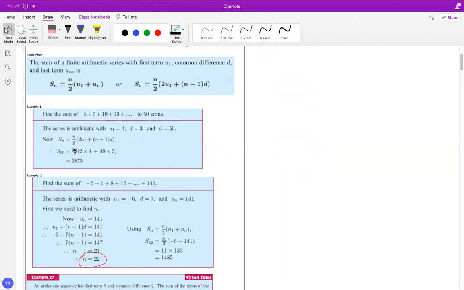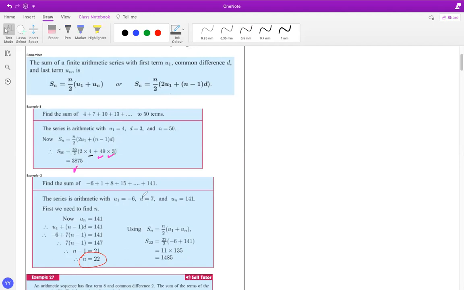So you just plug in 50 over 2, using the second formula. So 2 times u1, which is obviously 4, plus n minus 1 times the difference. Here you can see that the difference is 3. N minus 1 means 50 minus 1, which is 49, and you get 3875.